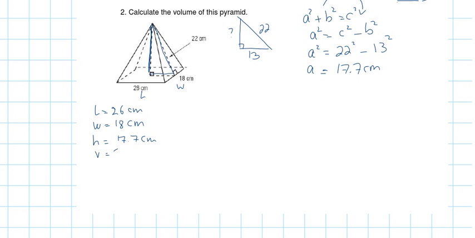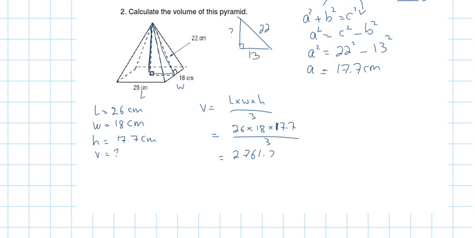The formula is volume equals length times width times height divided by 3. So what I have to do is multiply all of them and divide them by 3. And then the unit is going to be, yep.